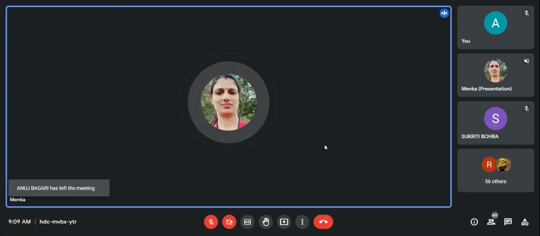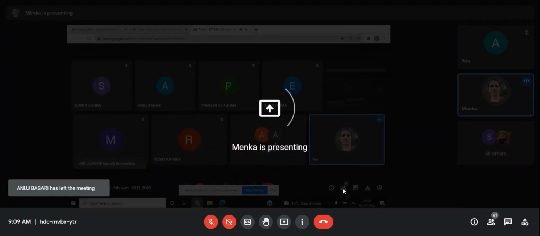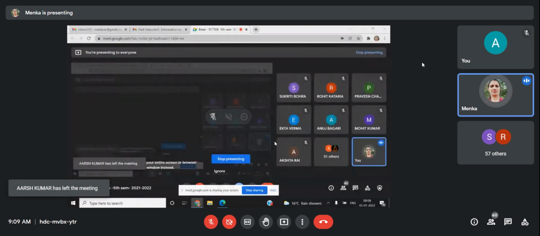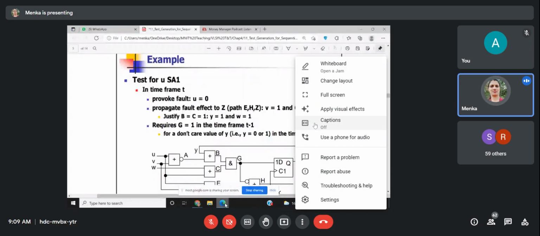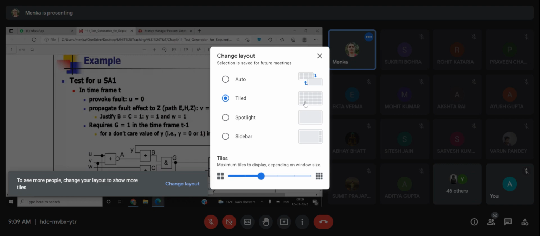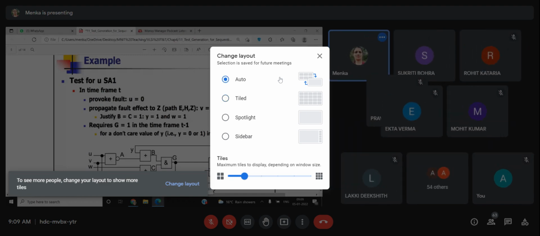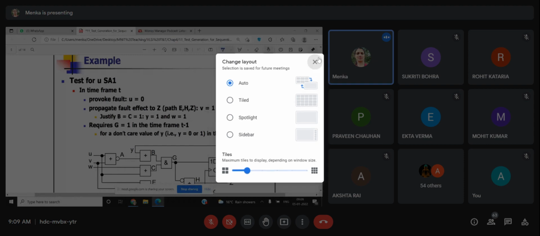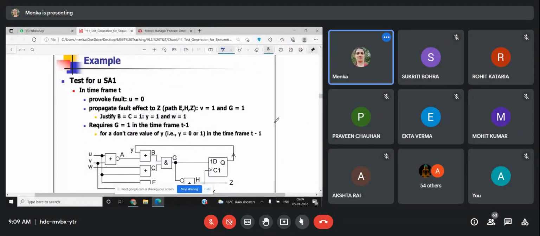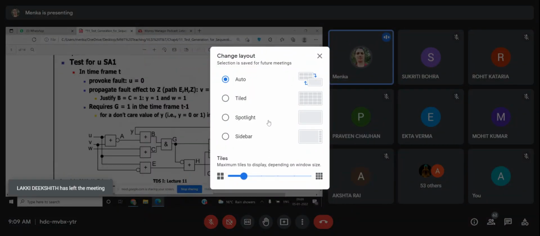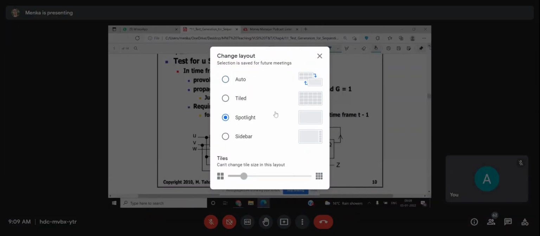So yesterday I gave one example which was expected to be solved at your end. Have you tried that? This was the example. You have a stuck-at-one fault at U. Is my screen visible? Yes, ma'am. So here U is stuck at one fault.